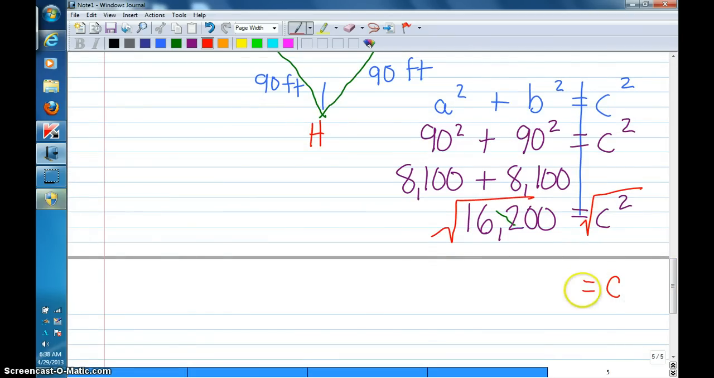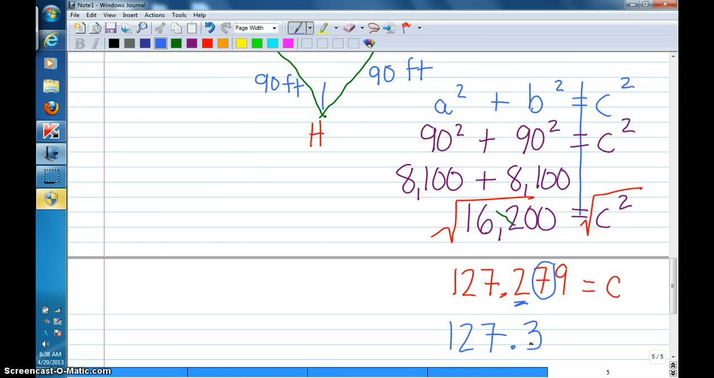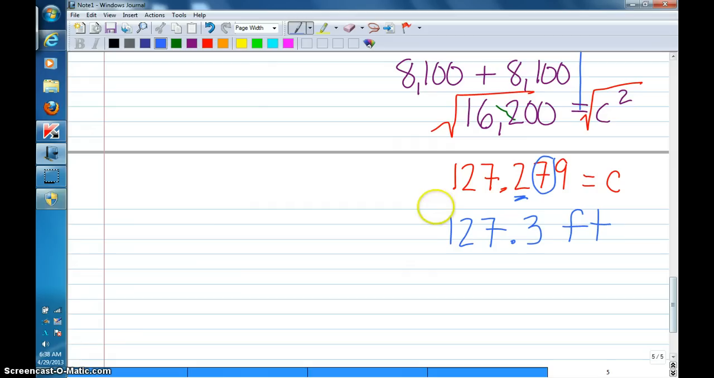So I know I'm left with c equals, and you get a decimal once you try that in your calculator, 127.279. And the directions say round your answer to the nearest tenth. So I'm going to look. Yep, I round up, so I'm left with 127.3. And we were talking about feet for that. So that is my answer, and that makes sense because it is longer than 90 feet.